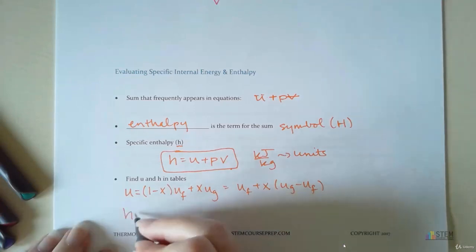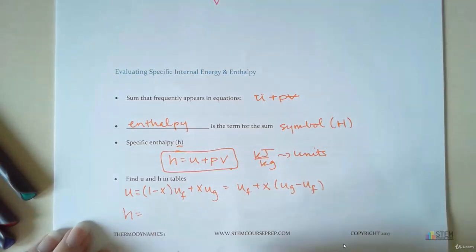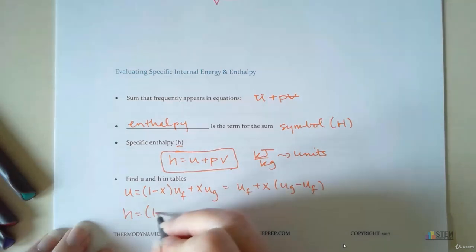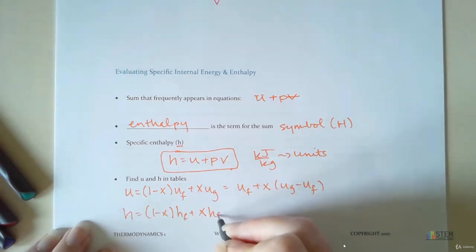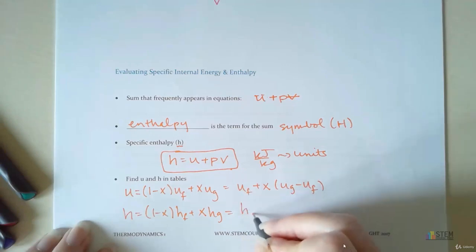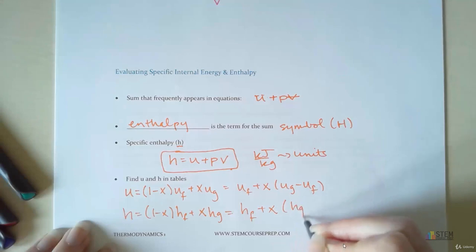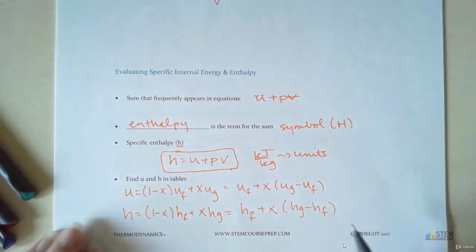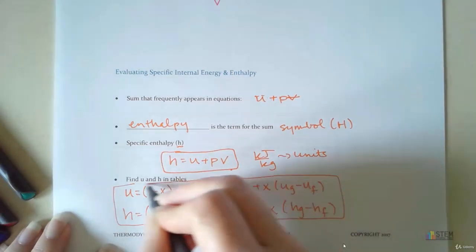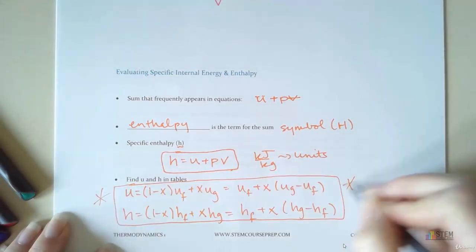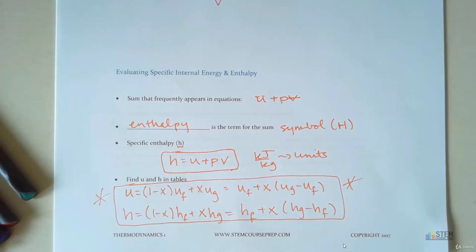Now for enthalpy, we have one that is essentially the same. We're just going to switch it out. Instead of u, we'll have h. So we'll have (1 minus x) h_f plus x h_g. And that's equivalent to h_f plus x times (h_g minus h_f). So let's box these because you will need these quite a bit, just like we needed the one for specific volume.